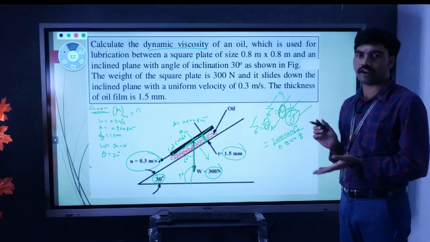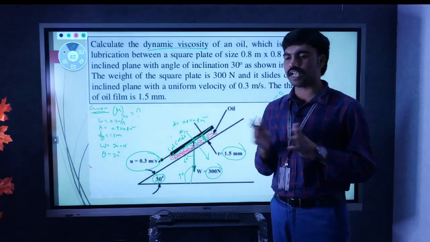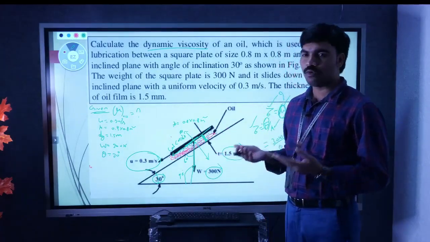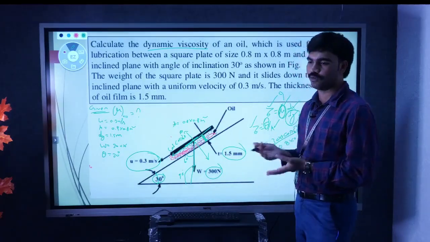This is the way to solve the problems. First you have to understand the problem and you have to segregate the known and unknown variables. Once you know the known and unknown variables, then you have to find out the relation between known and unknown variables.